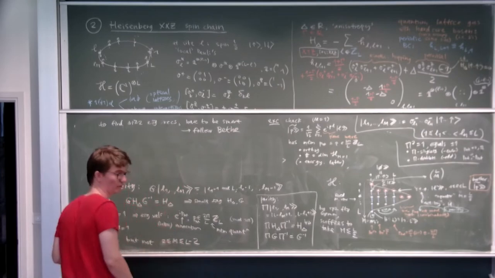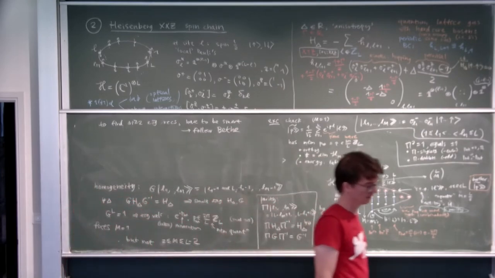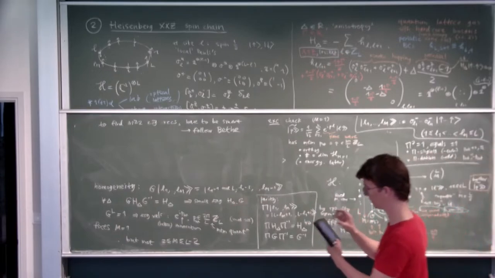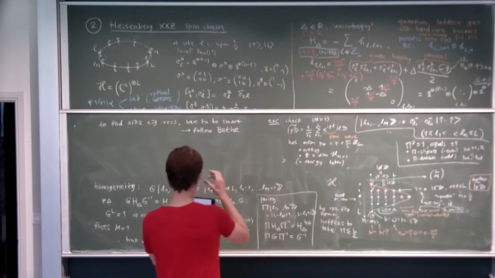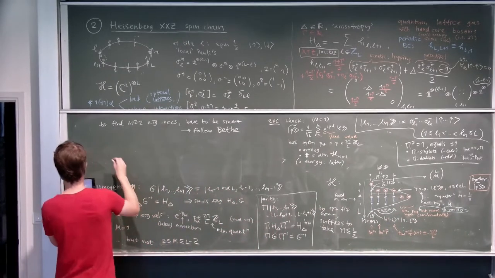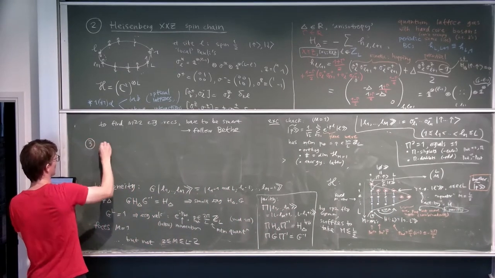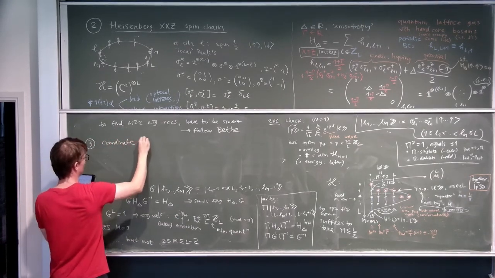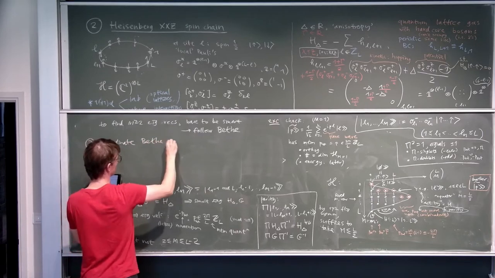And this leads to something called the coordinate Bethe ansatz. So I'm not going to really start it now because I won't have so much time to do it, but I can tell you a tiny little bit. So this is the very start of section 3, coordinate Bethe ansatz.